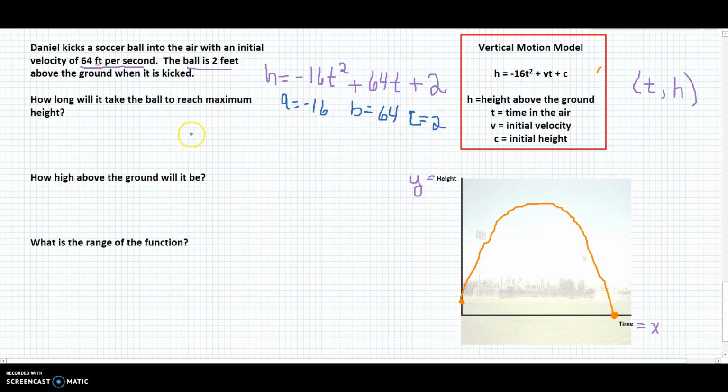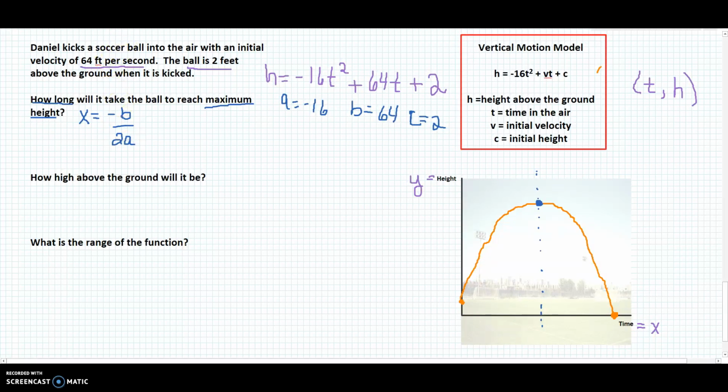Now let's take a look at our questions. How long will it take the ball to reach a maximum height? So I want to know how long it will take the ball to reach a maximum height. So we first have to know where the maximum height is. Well, the maximum height is going to be at our vertex. And time is our x value. So we are looking for this x value. And we know that we can find the x value of a vertex by saying x equals -b over 2a.